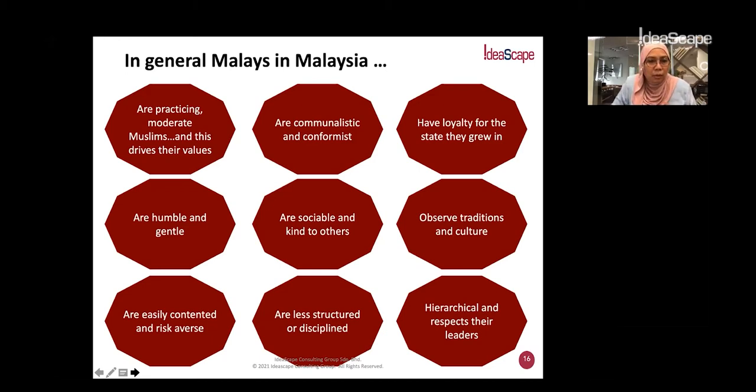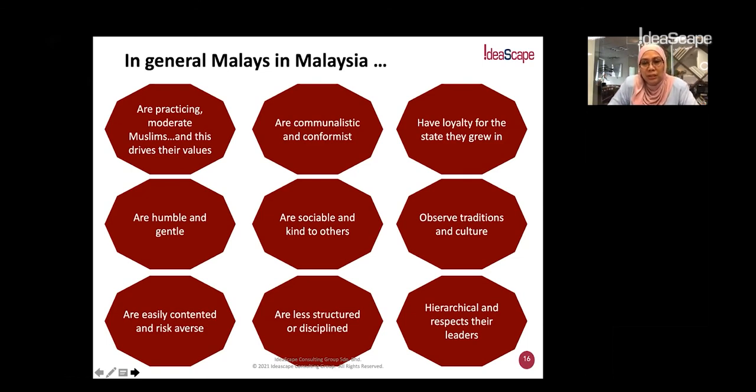Highly unlikely you will get a Malay who will turn you away when you come to their house. You know, it's not like the Matsaleh, you know, you don't make appointment to come and see me. Sorry, I'm not opening my doors. Most likely when you turn up to a Malay home, they will be hospitable. They will allow you in and treat you nice.